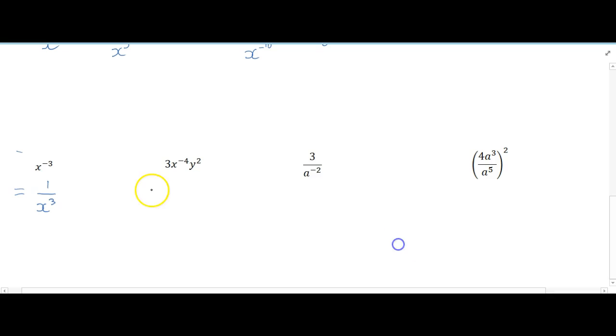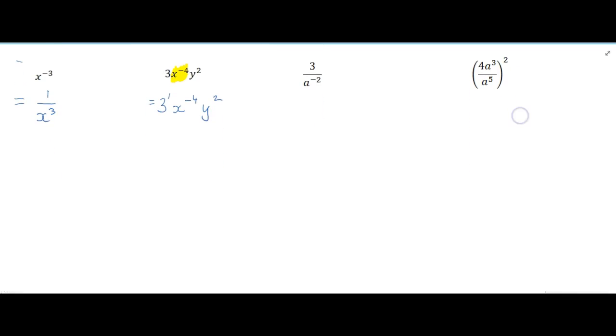Now, it gets a little trickier from here. You might have a mixture of negative and positive powers. So when you're doing these, only the number that has a negative power gets flipped. These other two numbers, so 3 is actually 3 to the power of positive 1, it's not a negative power. x to the power of negative 4 is negative, obviously, and y to the power of 2 is also positive as well. So when we do our flip, we only flip the negative index number.